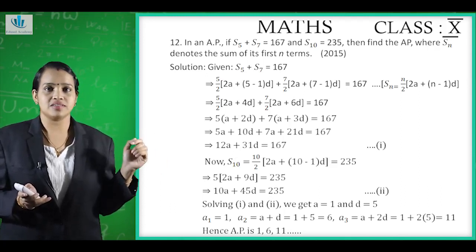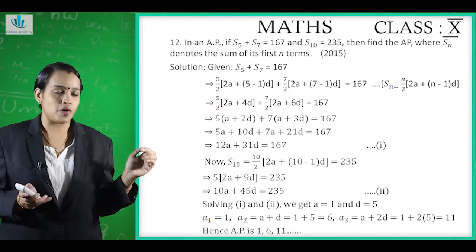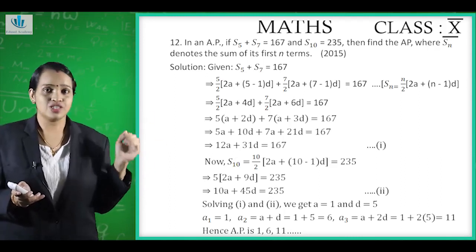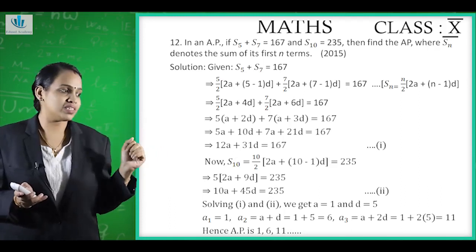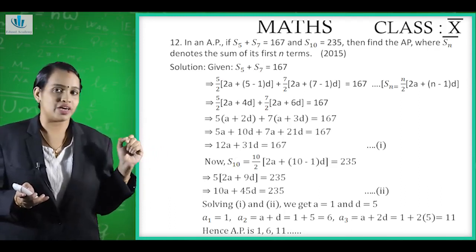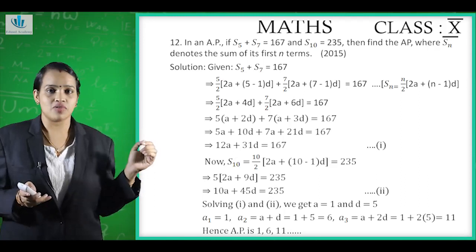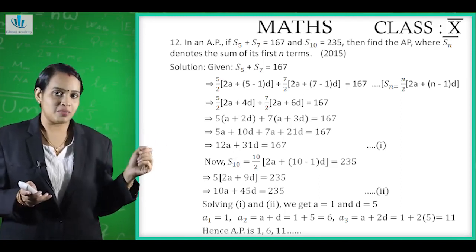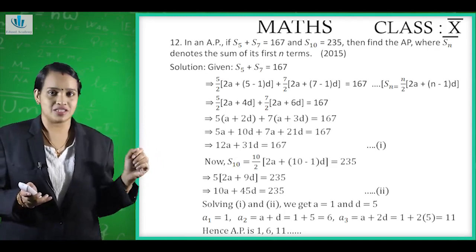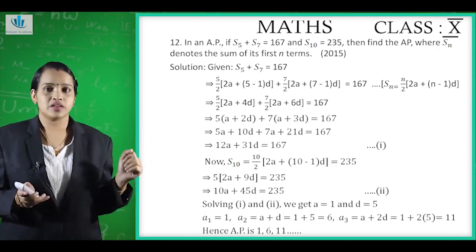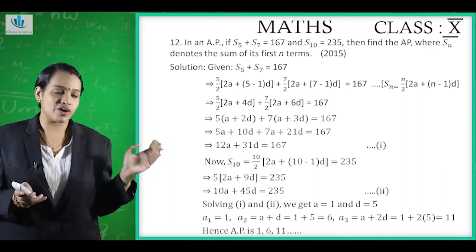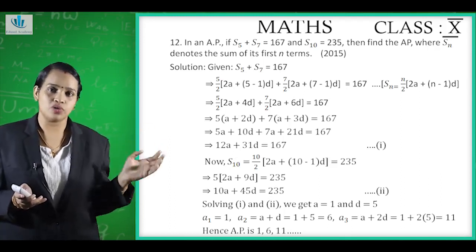Now in the question it is said that S10 is equal to 10 upon 2 (2a plus (10 minus 1) into d), which is equal to how much? It is given in the question. It is 235. Therefore, how will we solve? 5 into (2a plus 10 minus 1, it becomes 9d), which is equal to 235. Therefore, when we open the bracket, it becomes 10a plus 45d, which is equal to 235.